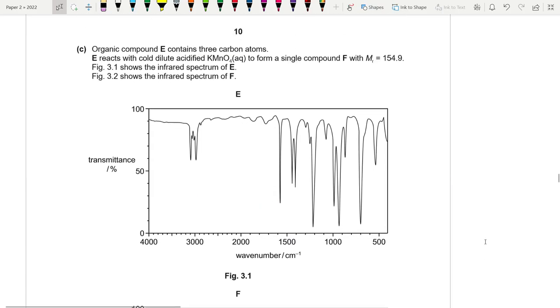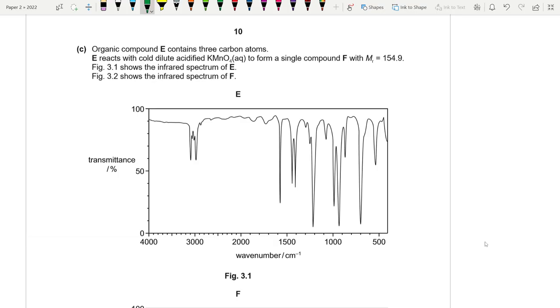It's almost done. So organic compound E contains 3 carbon atoms. It reacts with cold dilute KMnO4. So obviously it has an alkene group, or else it wouldn't react with cold dilute KMnO4. That is the specific reaction for alkenes. It forms a diol. Figure 3.1 shows the spectrum of E. Figure 3.2 shows the infrared spectrum of F.